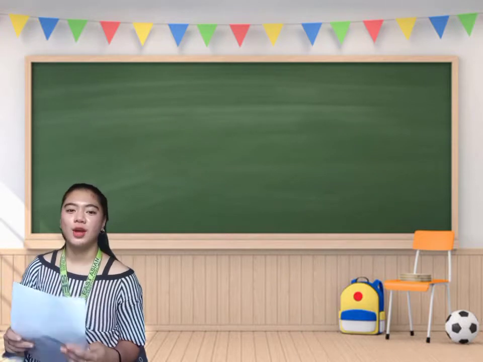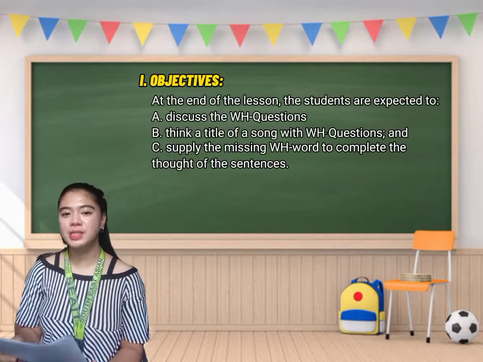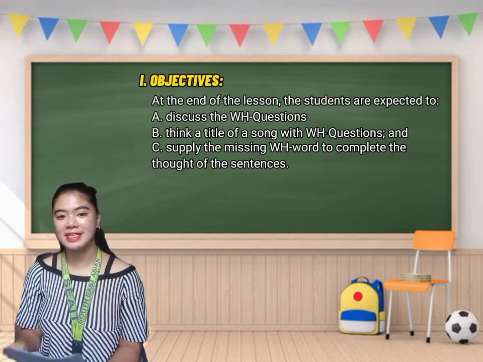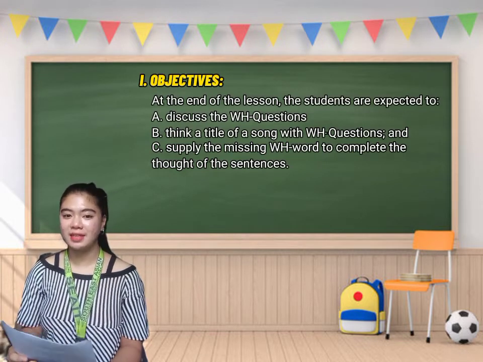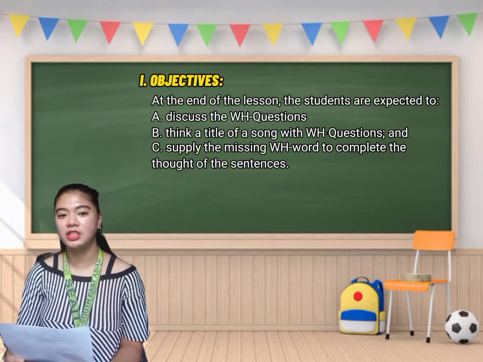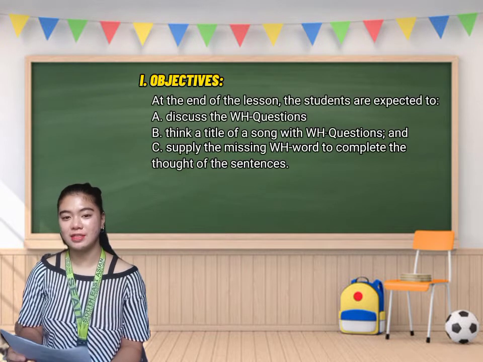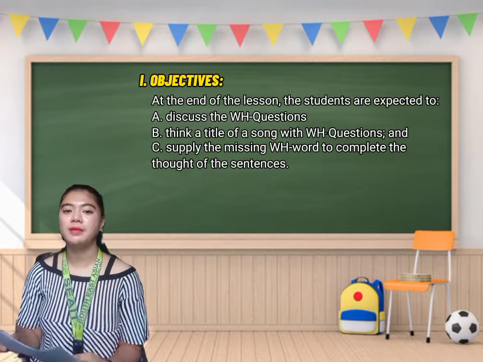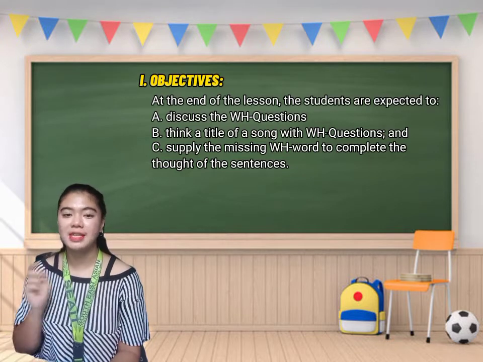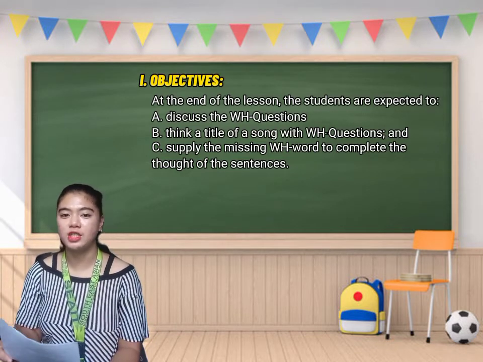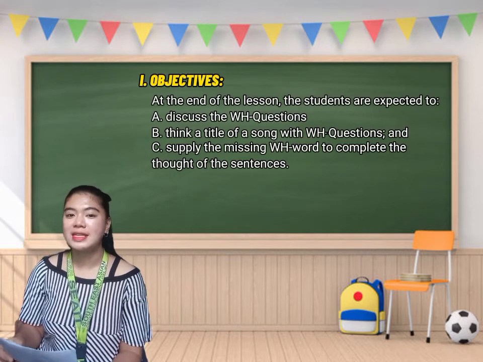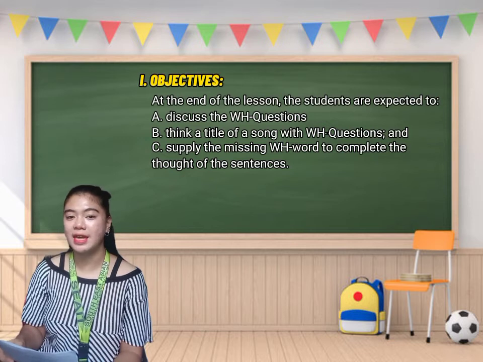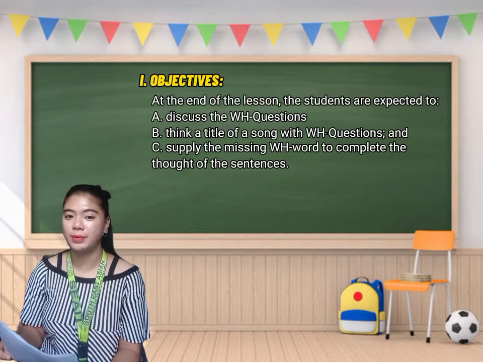Now let's start. Objectives. It is the first part of the lesson plan that displays the main goals of the lesson. It should be specific and it indicates the desirable knowledge, affection, and skills to be gained. So these are my objectives. First, letter A, discuss the WH questions, the who, what, when, where, why, and how. Discussing the use of these words and how we are going to use them in a proper way.